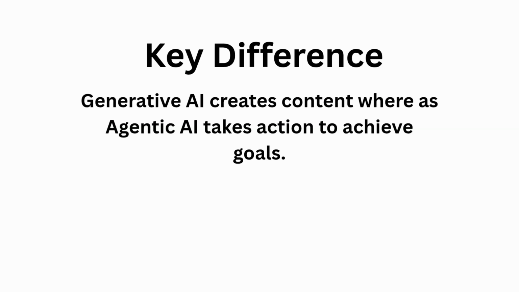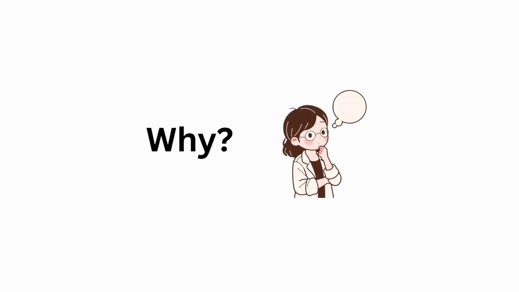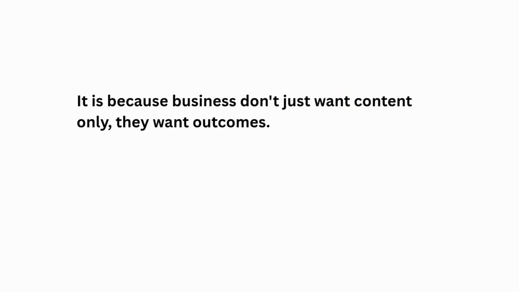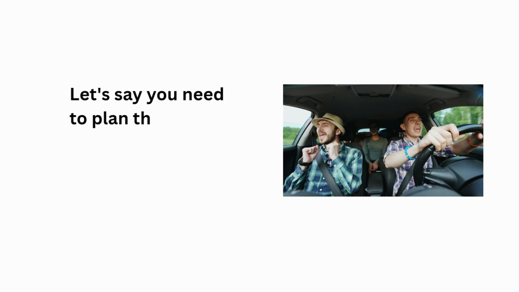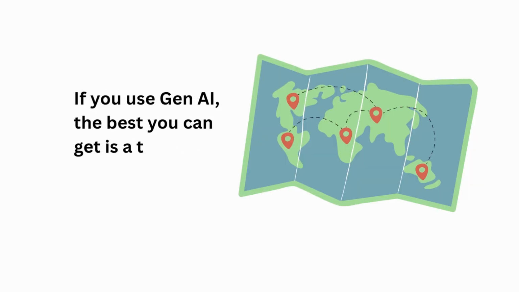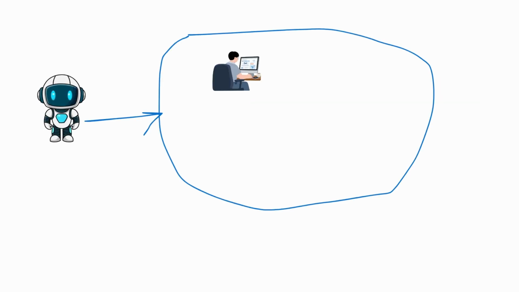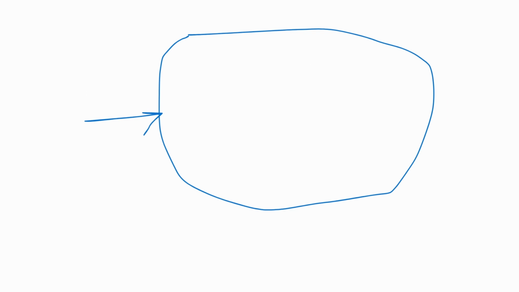The key difference between Gen AI and agentic AI is that Gen AI creates content whereas agentic AI takes action to achieve goals. But why is there a shift from Gen AI to agentic AI? It is because businesses don't want only content. They want outcomes. Let's say you need to plan a trip for a sales team. If you use Gen AI, the best you can get is a travel itinerary. But agentic AI can plan the trip, book flights, reserve hotels, and update your calendar.